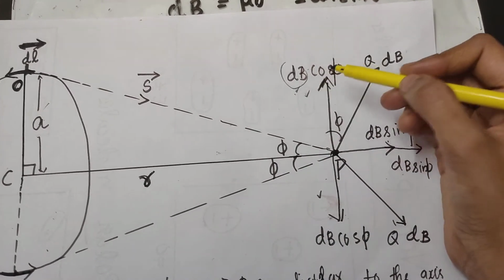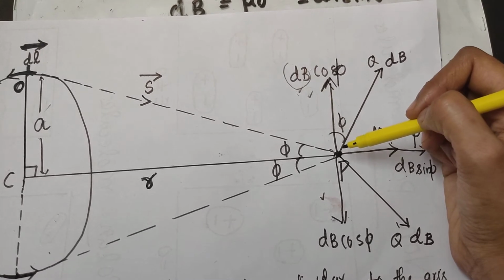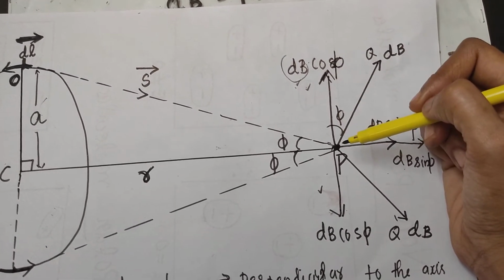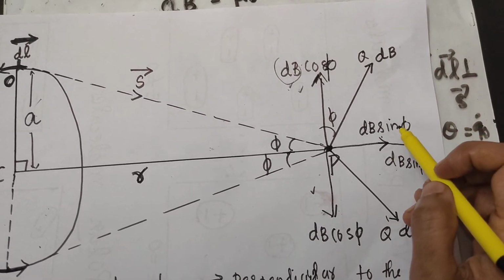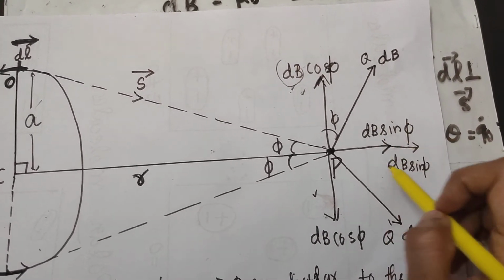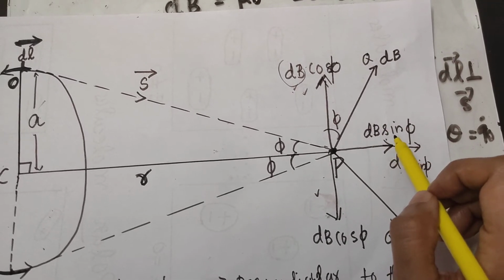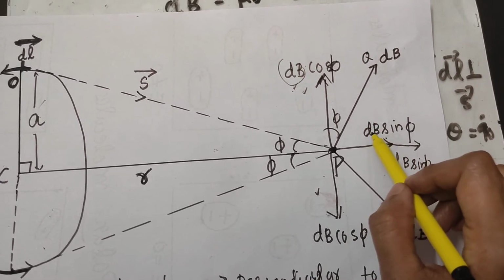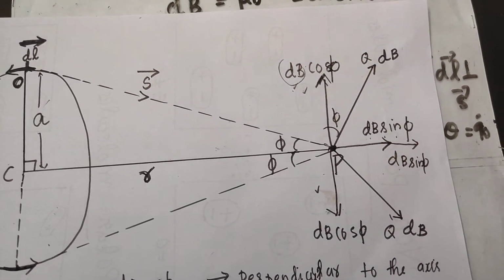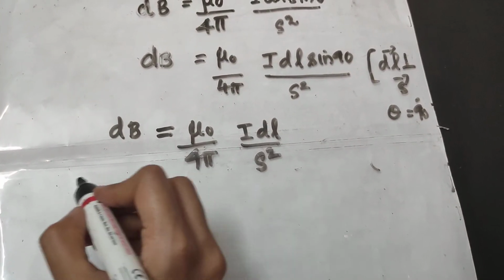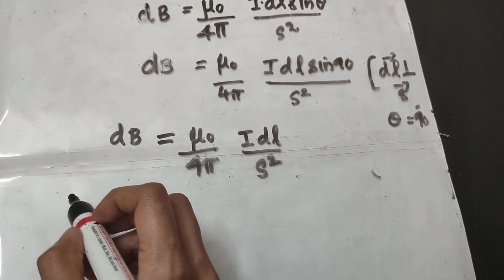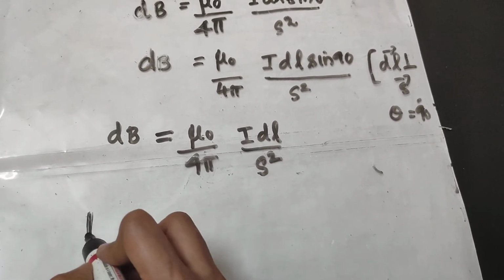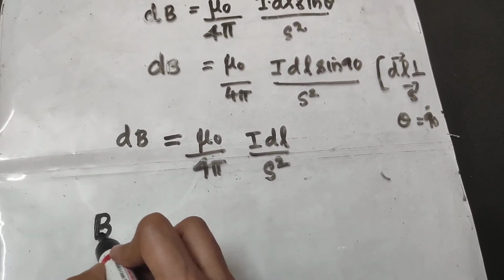So these components, that is the component of magnetic field which is perpendicular to the axis, will cancel out. So the magnetic field is only contributed by the components along the axis, that is, it is only contributed by dB sin φ. Therefore the total magnetic field at the point P is given by B. We can write B as the total magnetic field.